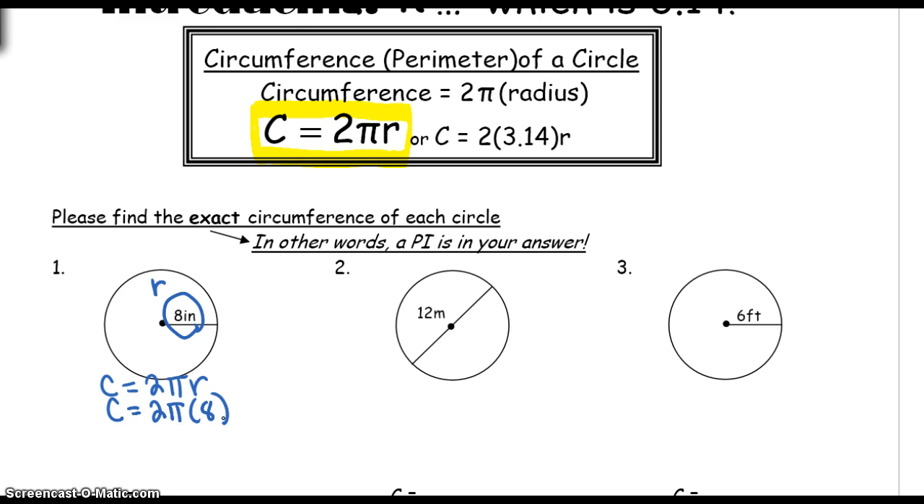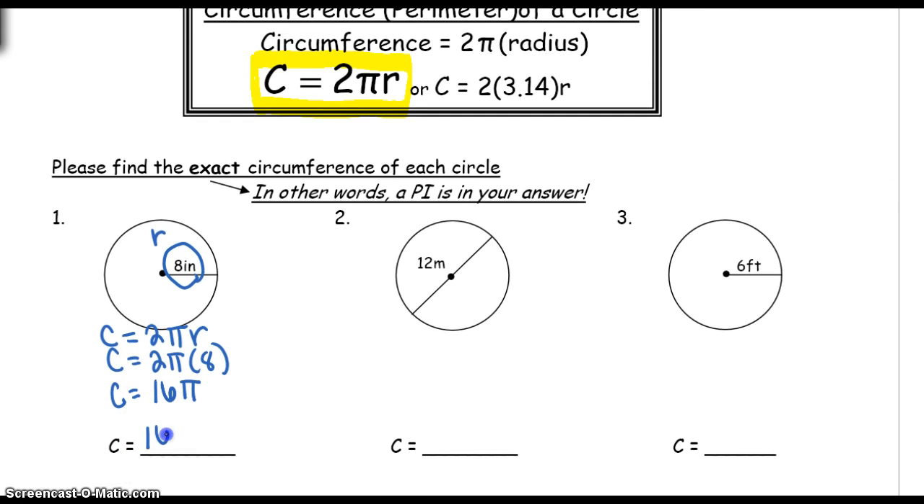Let's clean this up a little bit. We're going to leave pi alone. Don't use 3.14. We're going to leave it exact. But let's do 8 times 2. And 8 times 2 then is 16. So 16 pi is going to be your circumference.